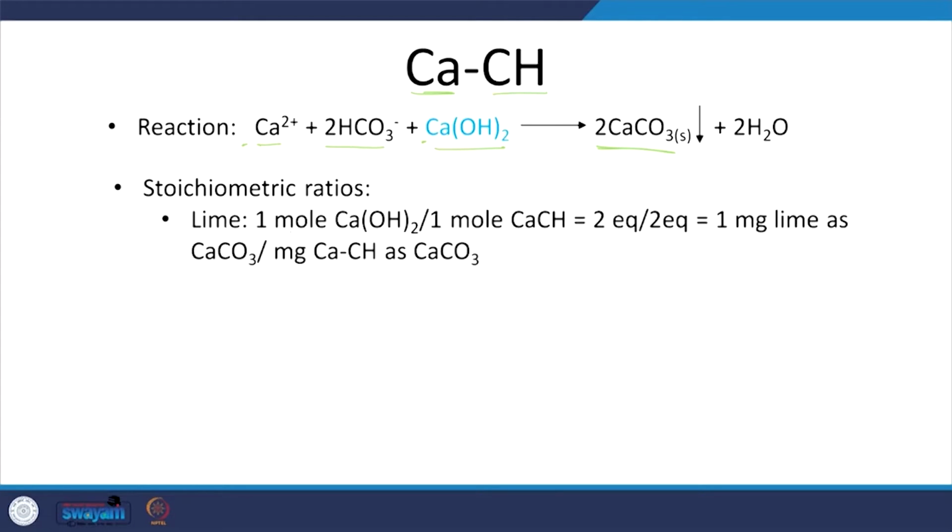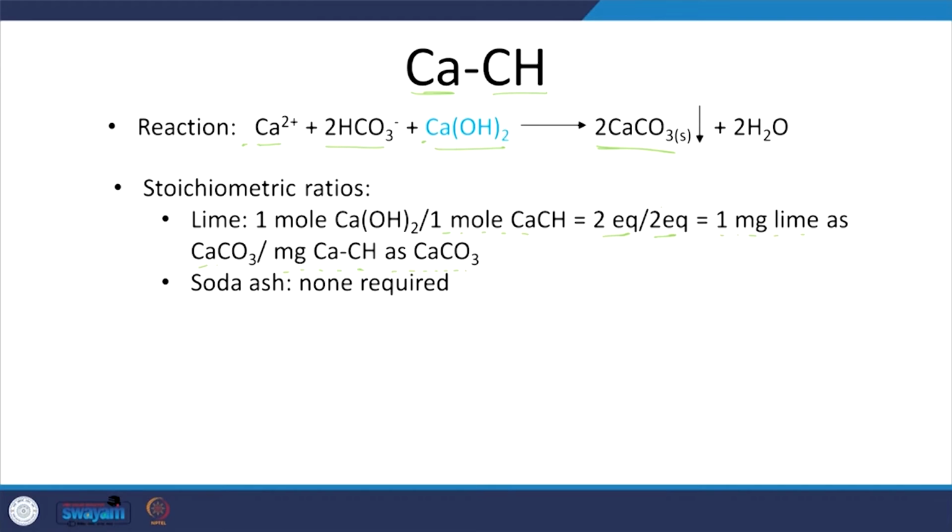1 mole of calcium hydroxide per 1 mole of calcium carbonate, not calcium associated with carbonate hardness. So, 2 equivalents per 2 equivalents, right, that is something to keep in mind. 1 milligram of lime as CaCO3 per milligram of CaCH expressed as CaCO3, but once we get it in terms of equivalents, it is pretty easy obviously, right. Let us move on. So, we are done with calcium carbonate hardness.